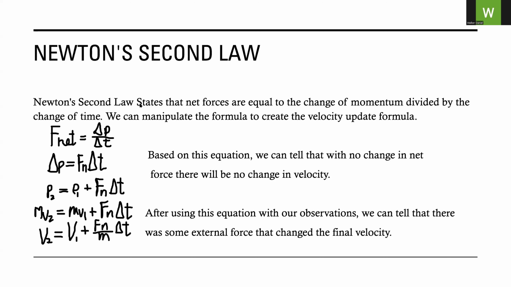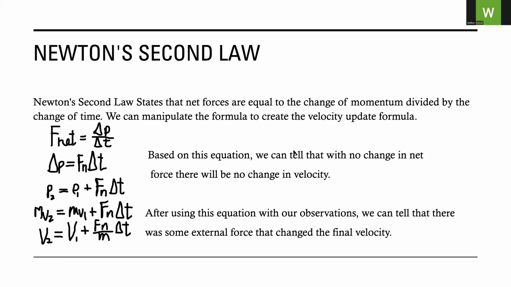Newton's second law states that the net force is equal to the change of momentum divided by the change of time, and we can manipulate the formula to create a velocity update formula. As you can see here, we have F net, and we bring the momentum to the other side, change in momentum to m delta v, mass times change in velocity, and then of course divide everything by mass, and then you get your velocity update formula. And this will help us show the final velocity.